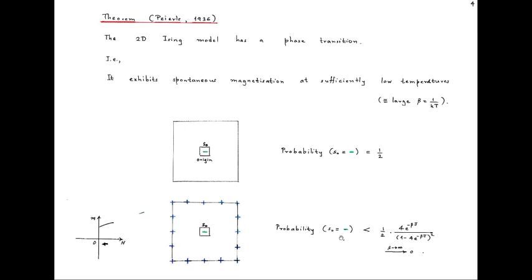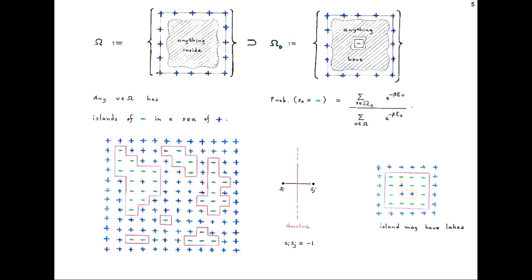He proved that this probability of having the origin spin to be minus is less than half, and he gave this estimate. And that shows that you have a spontaneous magnetization. So let's see a sketch of the proof of Peierls.